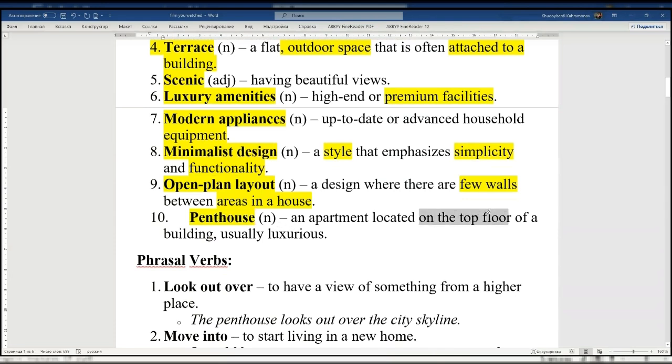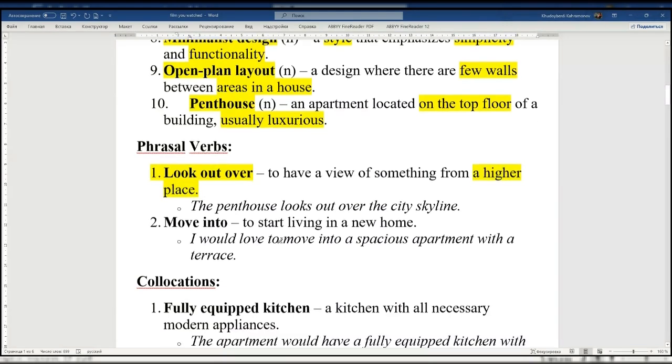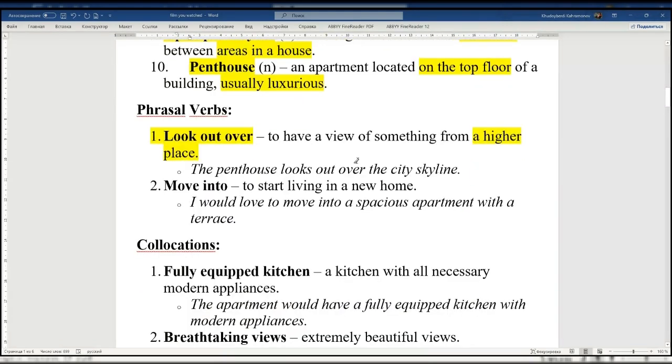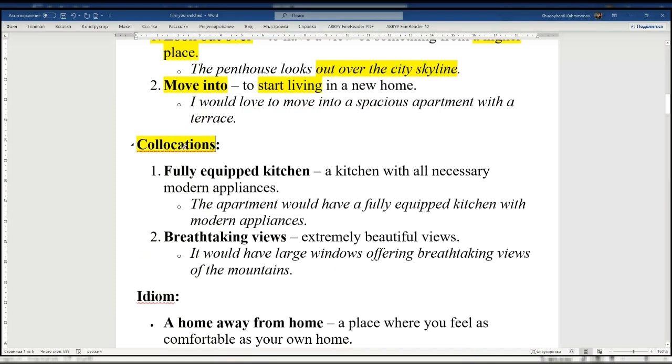So we have two phrasal verbs. Look out over, which means to have a view of something from a higher place. For example, the penthouse looks out over the city skyline, right? And move into means to start living in a new home. So we have collocations like fully equipped kitchen and breathtaking views. And as usual, we have an idiom, a home away from home.